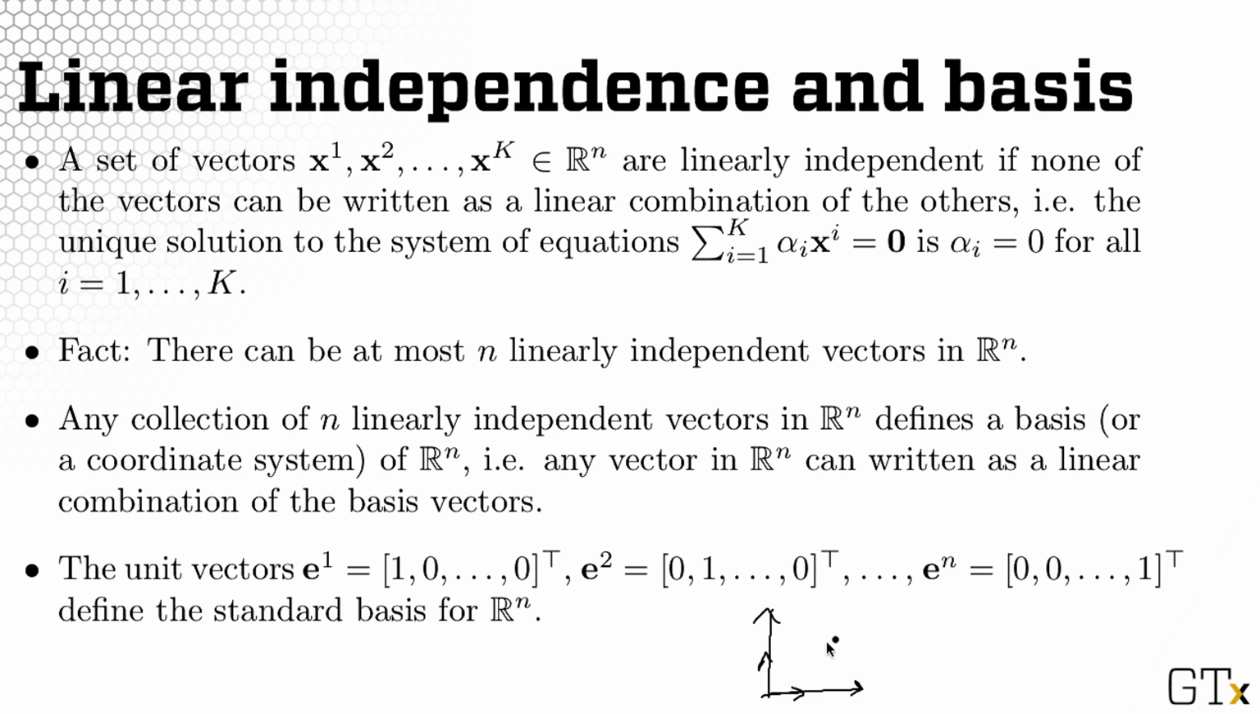Now, any vector in this space, in this two-dimensional space, can be represented as a linear combination of these two unit vectors, right? So clearly, essentially you just pick up the coordinates and multiply E1 by the corresponding coordinates and so on. And so that defines a basis. These are linearly independent. There are n of them, and they serve as a coordinate system, and this is known as the standard basis of Rn.